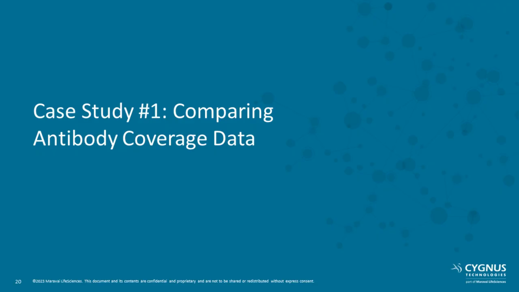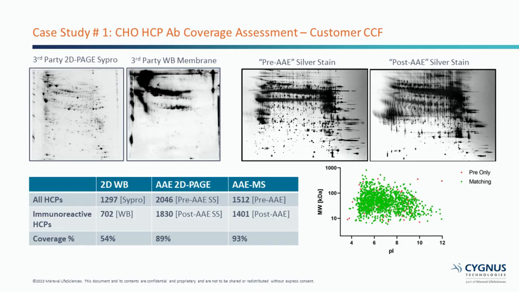So next, I will go quickly through a few case studies. In case study 1, we had an opportunity to compare 3 different coverage analysis methods. The client first performed coverage analysis by 2D Western blot analysis. A third party performed the 2D PAGE with SYPRO fluorescent stain and calculated the antibody coverage to be 54%. Cygnus Technologies performed AAE mass spec and AAE 2D PAGE on the same customer harvest sample, and AAE 2D PAGE showed antibody coverage of 89%, and coverage by mass spec, 93%.